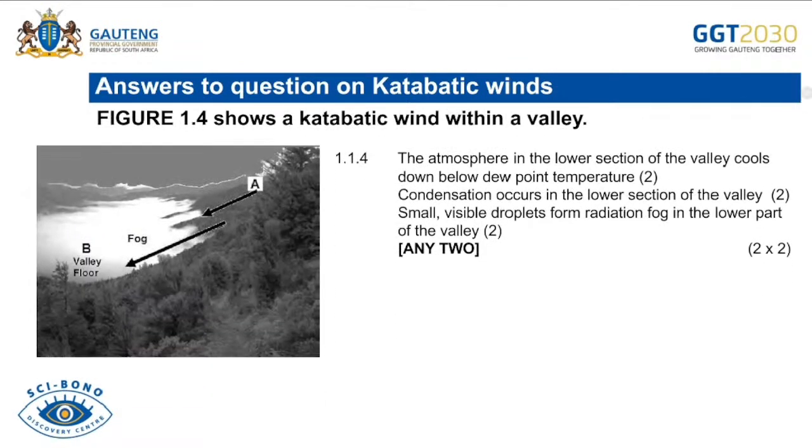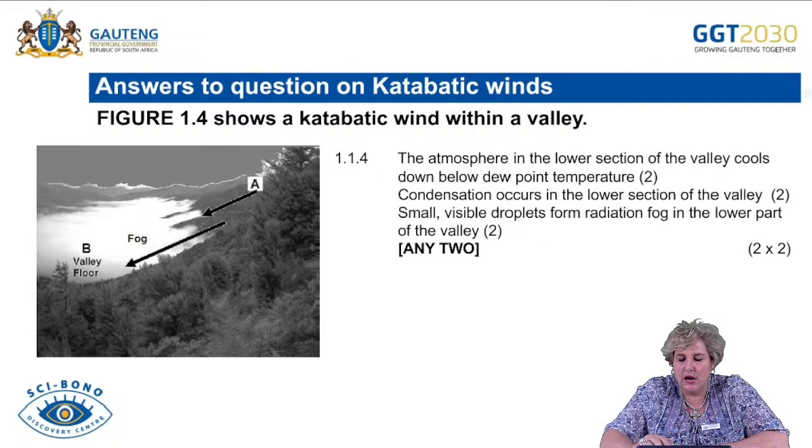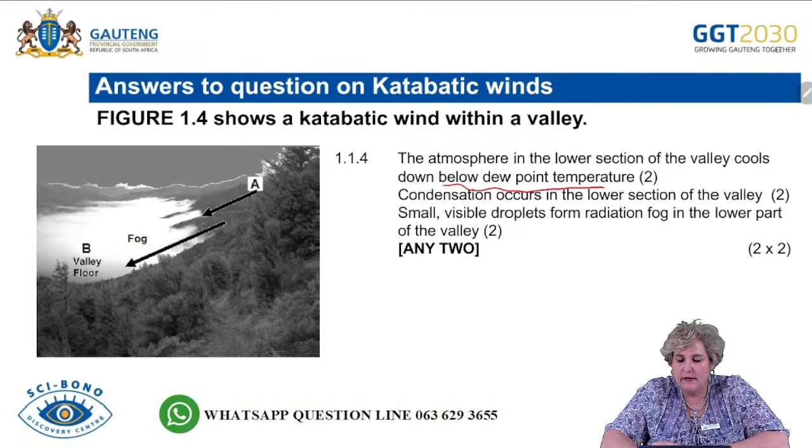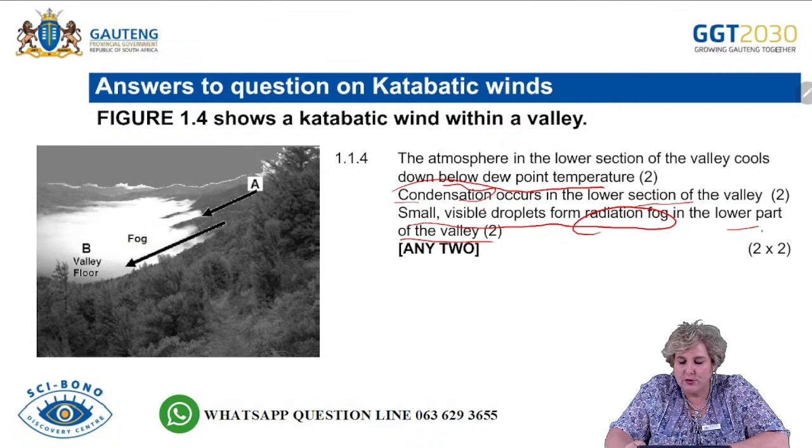And then the last question: the atmosphere in the lower section of the valley cools down below dew point temperature. The condensation occurs in the lower section of the valley, and I have small visible droplets from the radiation fog in the lower part of the valley. Here you have to list 2 facts that will give you 2 marks each, and you have 4 marks.